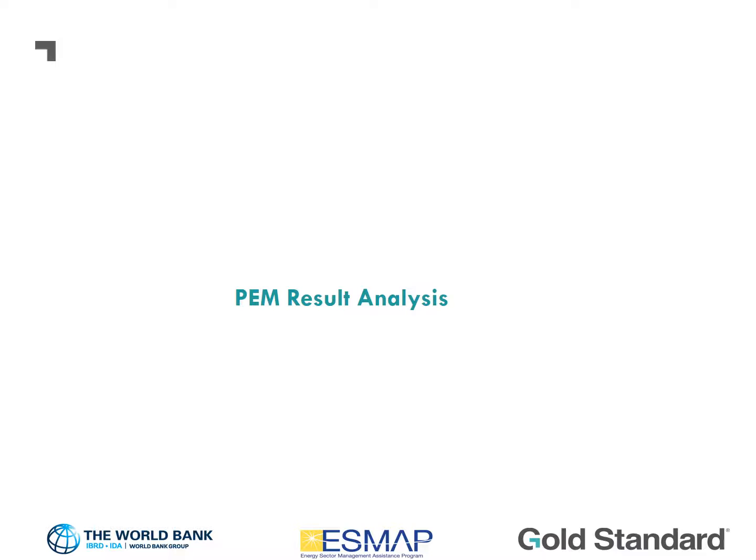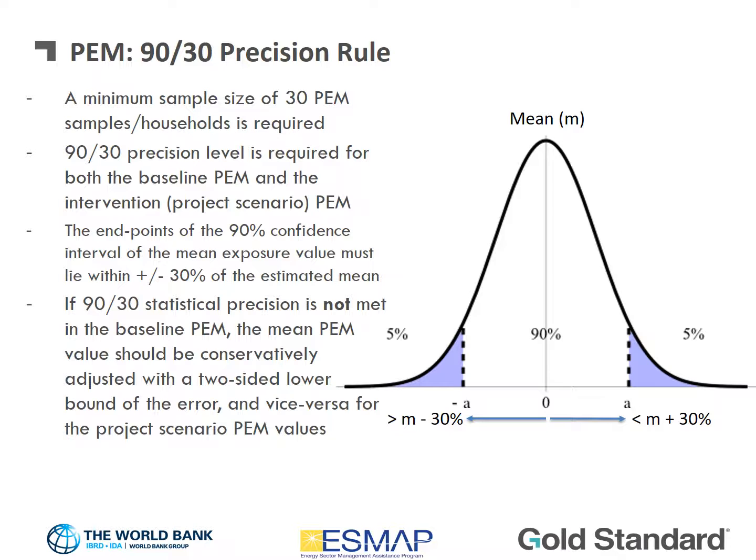Now we'll move on to talk a little bit about PEM results analysis and how to assess the quality of the data. The 90-30 precision rule is a statistical concept the Gold Standard uses for assessing data quality. And there are worksheets for helping automate this assessment that the Gold Standard provides, which I'll describe in later slides, but I just want to describe the underlying theory behind the 90-30 rule so we understand it when using our worksheets.